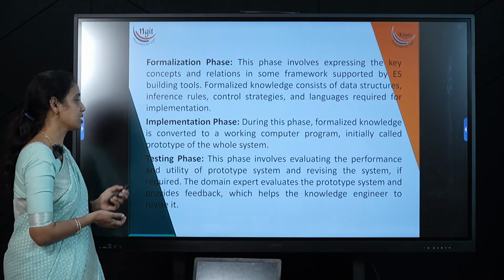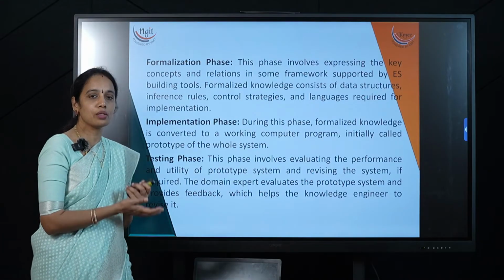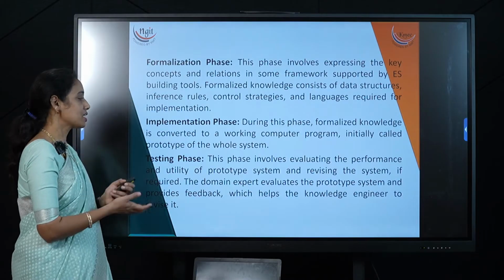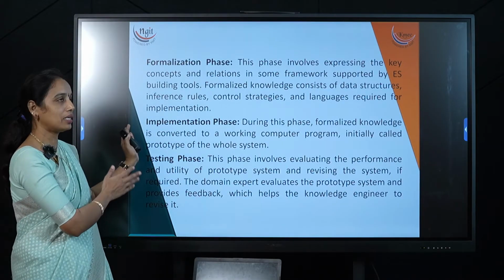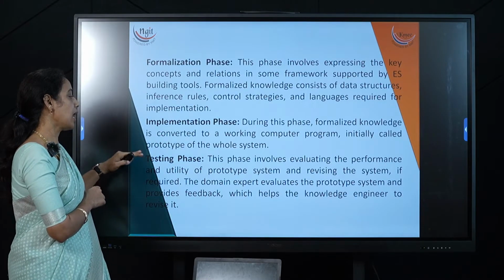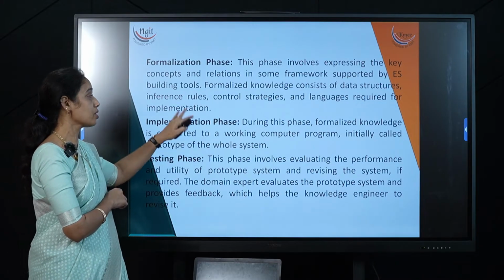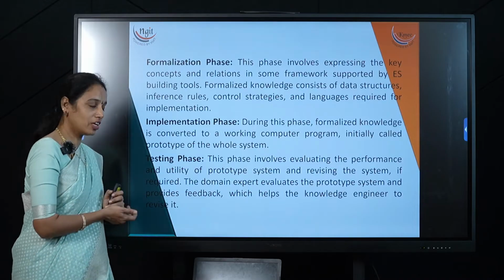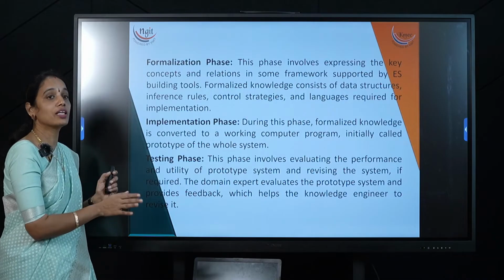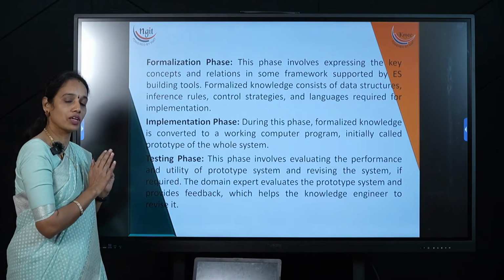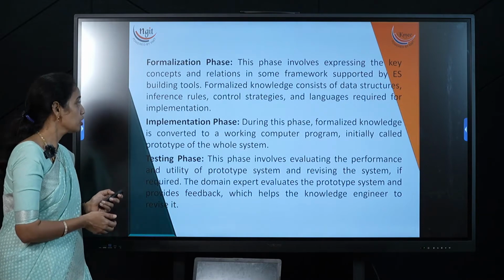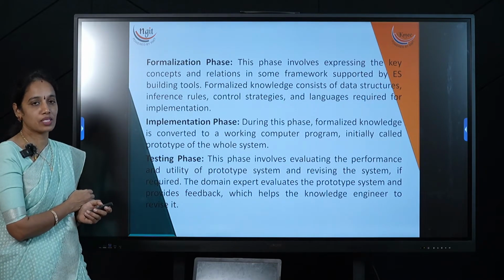And the last phase is the testing phase. To evaluate the performance of the expert system, at last we are going to test the prototype that was built in the implementation phase. The domain expert evaluates the prototype system and provides feedback which helps the knowledge engineer to revise it. If any limitations remain, they will be handled after the testing phase. So these are the 5 phases in this expert system.